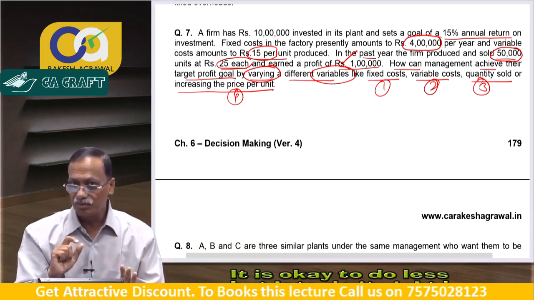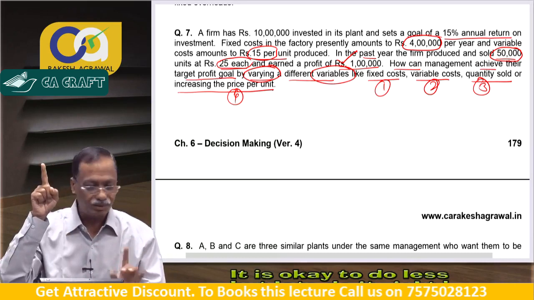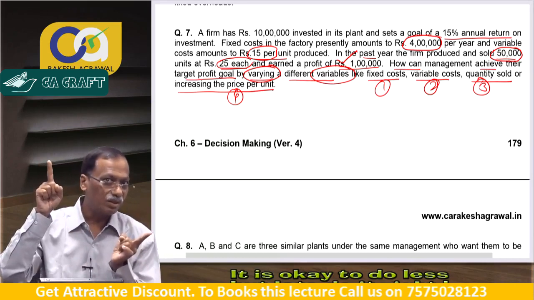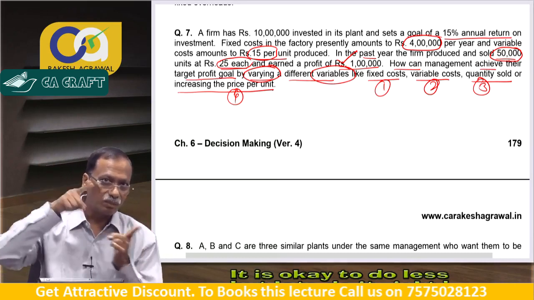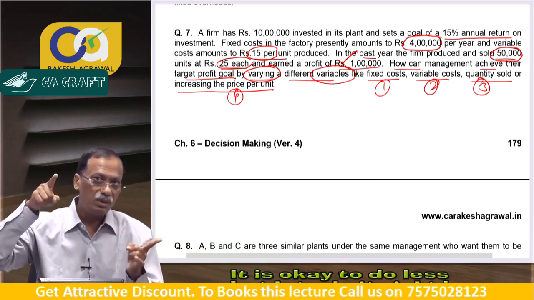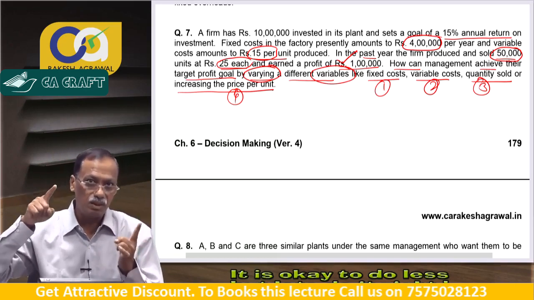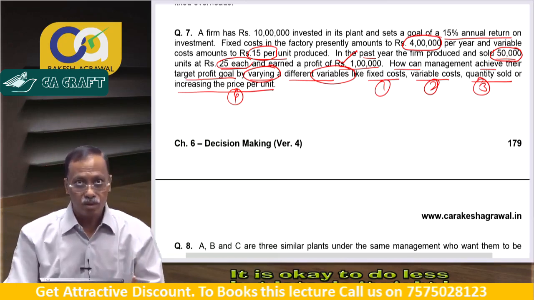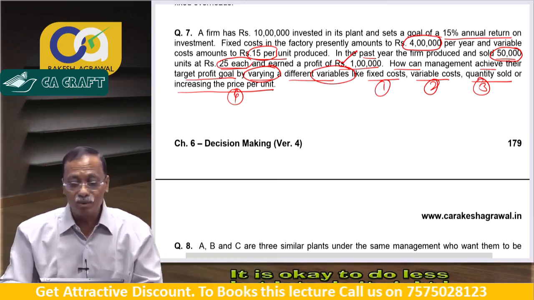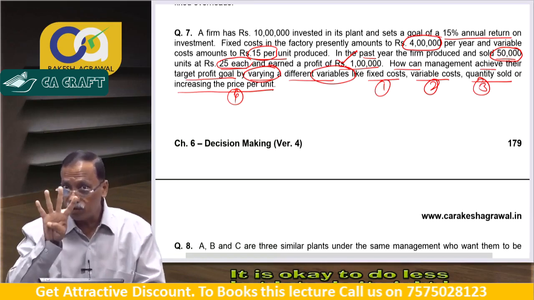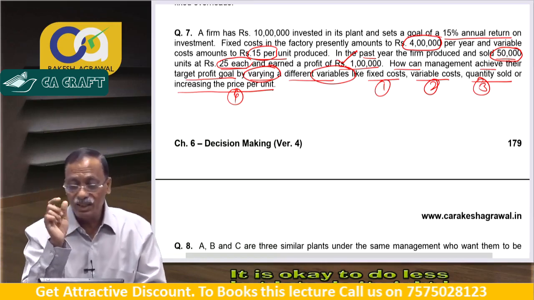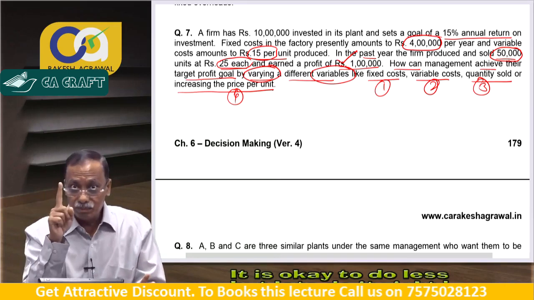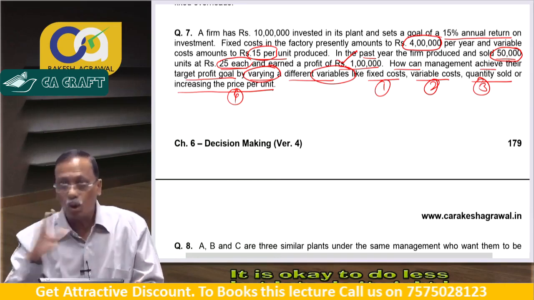And you have to increase the profit by how much? By 50,000, because your target profit goal is 1,50,000 and actual profit of last year is 1 lakh. So you have to increase the profit by 50,000. How can this 50,000 increase in profit be achieved? By changing one variable at a time. I am saying one variable at a time because you have to give these changes for 4 variables. But different variables means one at a time, not all at a time.